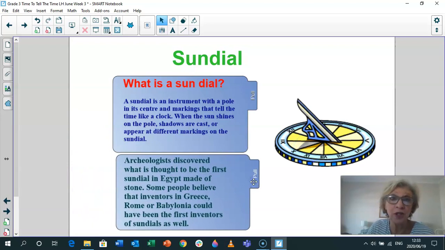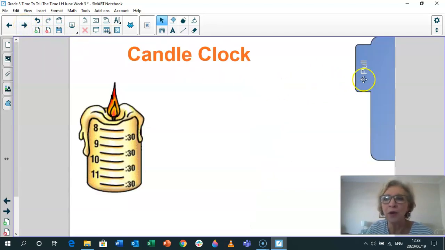Archaeologists, people who used to dig for items from history from long ago, discovered what is thought to be the very first sundial in Egypt made of stone. Some people also believe that inventors from Greece and Rome or Babylonia also could have been the first inventors of sundials. I think it's a very clever invention. Wow. Okay, what's a candle clock?